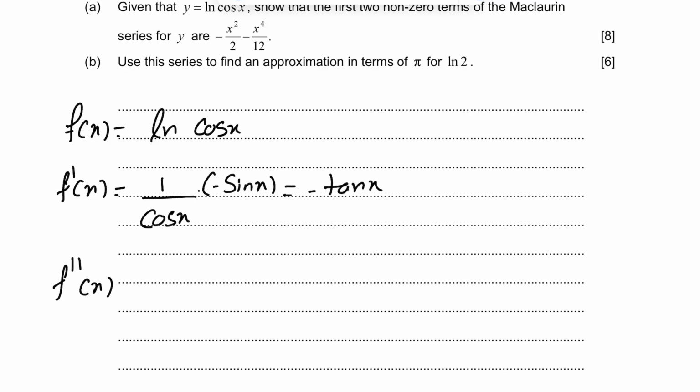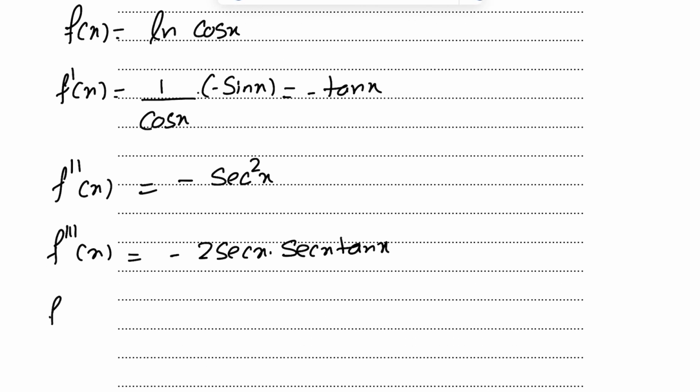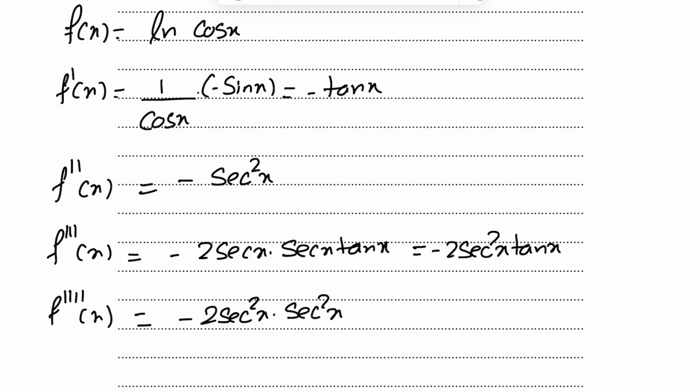Second derivative. Tan x derivative is nothing but what? Secant square x. Third derivative: minus 2 secant x, again secant x derivative is secant x tan x. Then fourth derivative. Basically it is minus 2 secant square x tan x. So I use the chain rule or product rule. First, minus 2 secant square x as it is, tan x derivative is secant square x. Next time, tan x as it is, minus 2 secant square x derivative is minus 4 secant x, secant x derivative is secant x tan x.